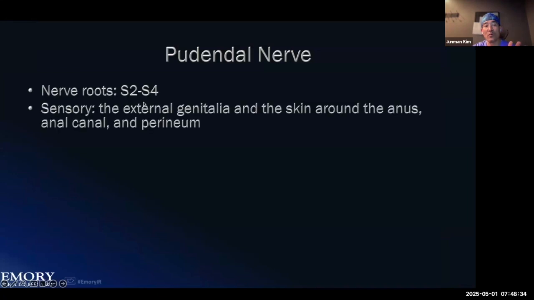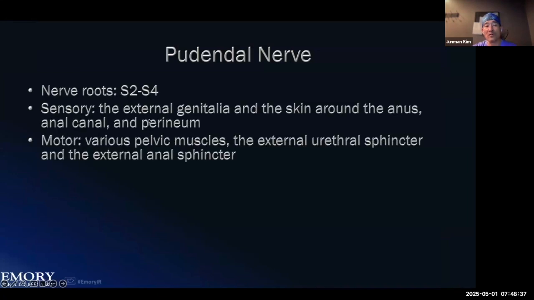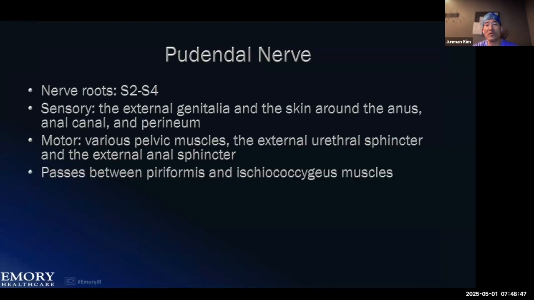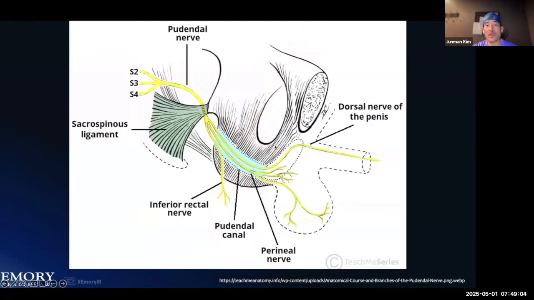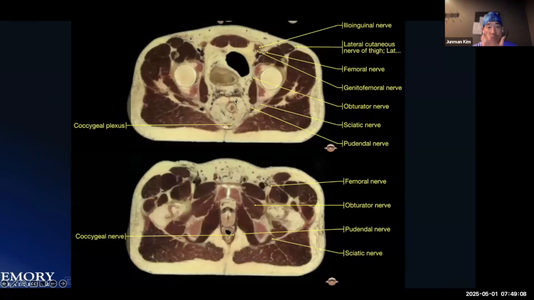Pudendal nerves come from S2 to S4, sensory, and add some motor to the pelvic floor muscles, but they are usually able to be spared. But in patients with a bigger body habitus, we notice that they have some problems with incontinence. But with pelvic floor therapy, they do better afterwards. So S2 to S4, and it travels inside the pubic bone.